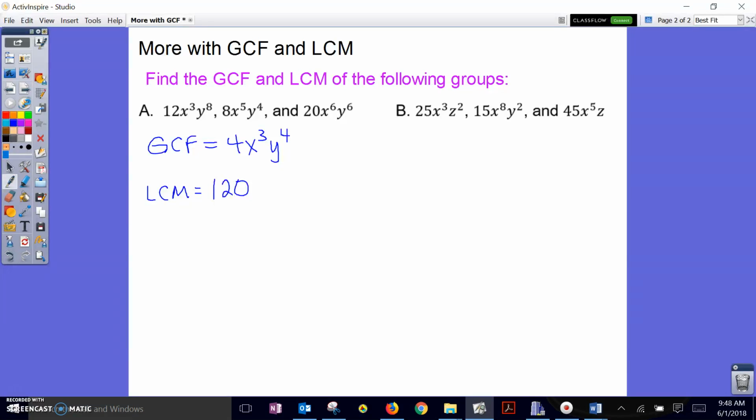And so I want the biggest power of the variables. I've got x to the third, x to the fifth, x to the sixth. X to the sixth is the biggest of those. And I've got y to the 8th, y to the 4th, y to the 6th, y to the 8th is the biggest of those. There's my GCF and my LCM. Do that again for part B.